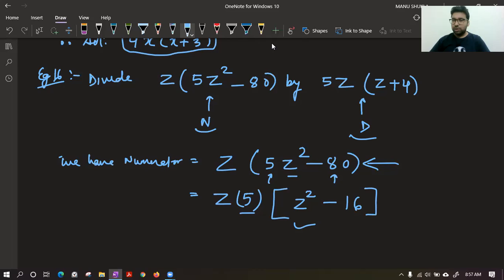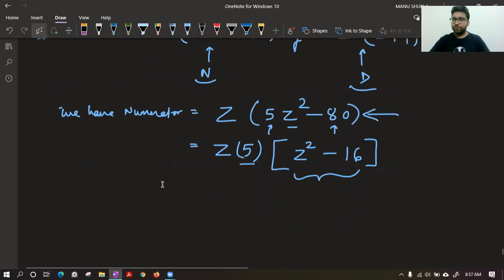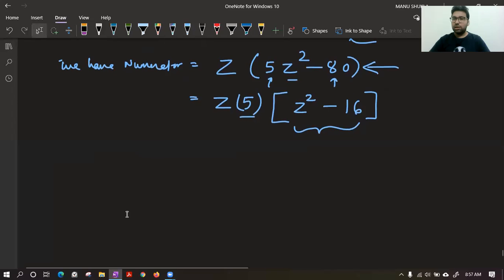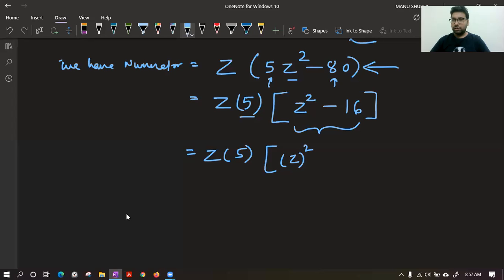Now what comes to your mind after seeing this bracket? Number 1, number 2, number 3, or number 4? Which identity is coming to your mind after seeing this? This was the third identity, which was a square minus b square. So we can write this as z into 5 into z whole square minus 4 whole square, bracket close.